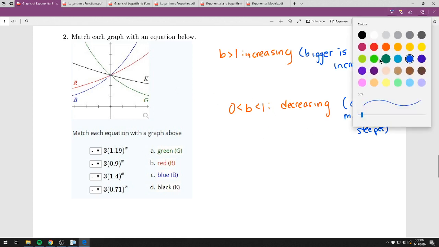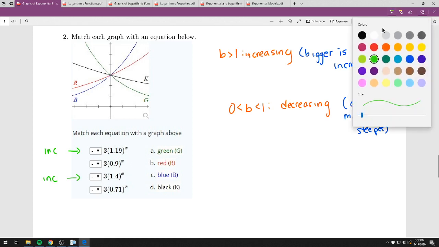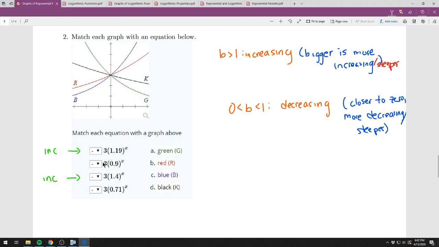All right, but to get back to this question specifically, what I want to point out here is that each one of these will go with one of them. You'll notice that the first and third one, the base is bigger than 1, so each of these is going to be increasing. And the bigger of the two is a steeper increase. So 1.4 is much bigger than 1.19, it's steeper. All right, so now what you do is you look at the two increasing graphs. One is in red, one is in blue. Blue is definitely more steep. Okay, so blue is the more steep increasing graph, which means it goes to that one. And red is increasing, but it's less steep. It's going to go to the other one.